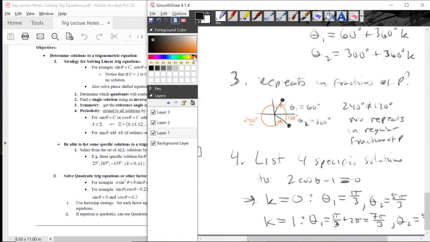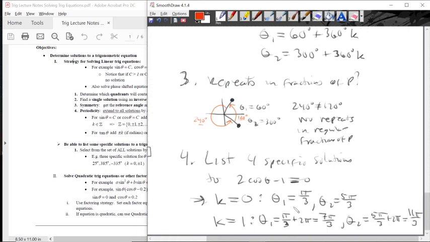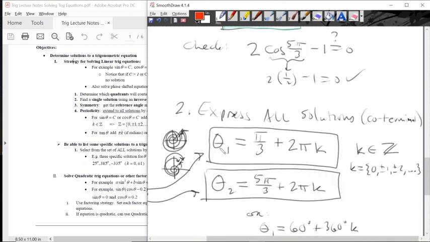So we now have 4 solutions. We have pi over 3 and 5 pi over 3. That's 2 solutions there. We also have 7 pi over 3 and 11 pi over 3. Okay, pi over 3, 5 pi over 3, 7 pi over 3, 11 pi over 3 would be 4 specific solutions. We could keep choosing values of k to find more and more specific solutions, as many as we might want. Okay, so step 4 is about if we wanted to find a finite set of solutions.